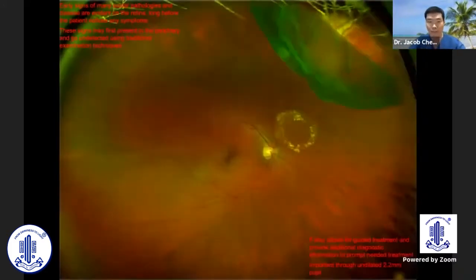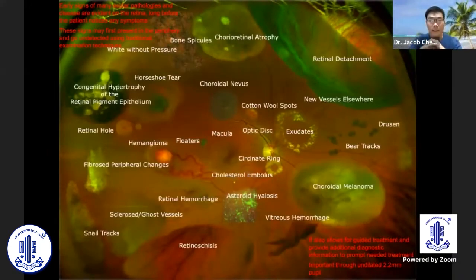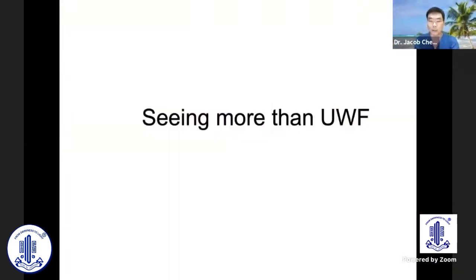We have also seen this familiar picture. We know and understand that there are many signs of retinal pathology which lurk in the periphery. These signs may go undetected, as we have heard from earlier speakers, using traditional examination techniques, and again, long before the patient presents with any symptoms. Ultra-wide field allows for guided treatment and provides additional diagnostic information to properly administer treatment. And again, as mentioned in earlier discussion, it can also be imaged through an undilated 2.2 millimeter pupil.